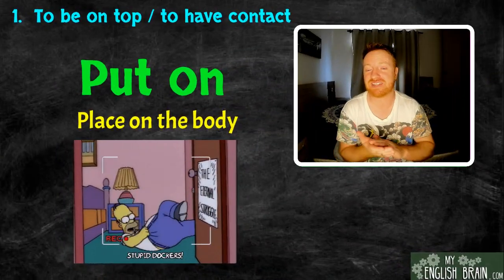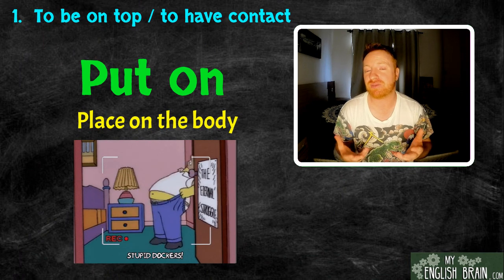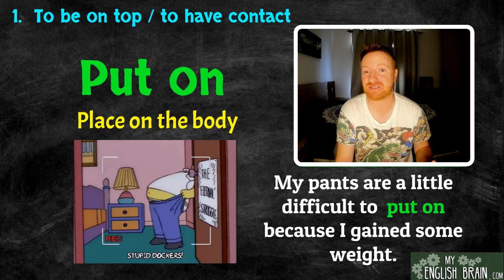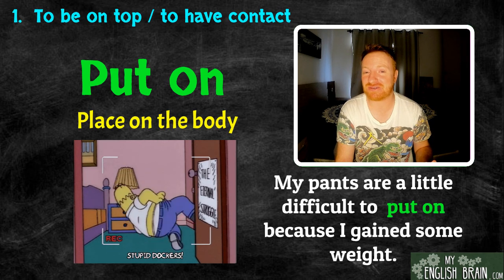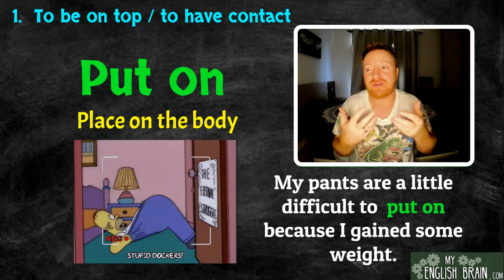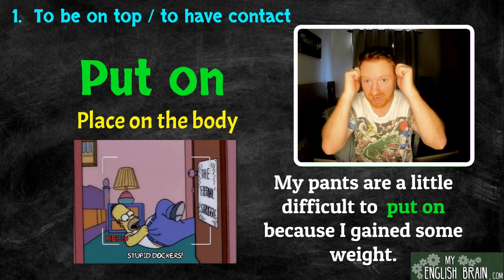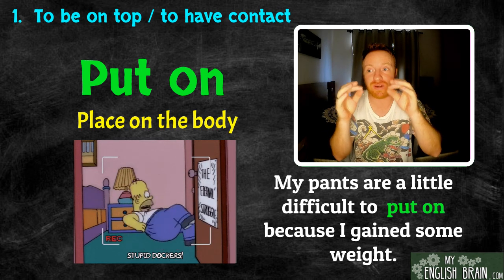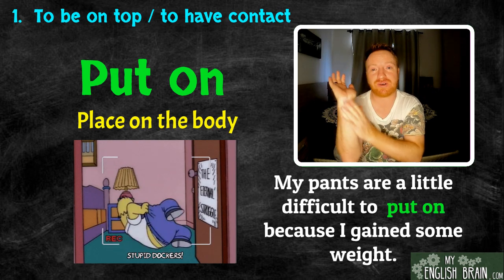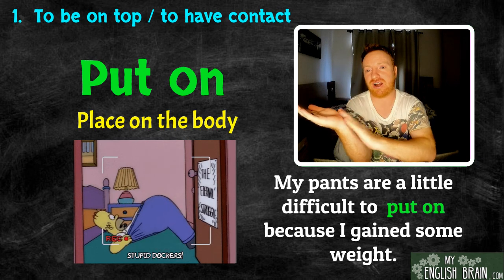Now, we can also see this idea of contact between 2 things with the phrasal verb put on. Put on means to place on your body. So for example, my pants are a little difficult to put on because I gained a little weight. This is the idea that I'm placing the pants on my body. So we can put on anything that goes into contact with our body. We can put on our hats, we can put on our glasses, we can put on the makeup if we're using makeup, or we can put on the lotion if we're putting lotion on our body. Anything that goes on our body, we put it on.